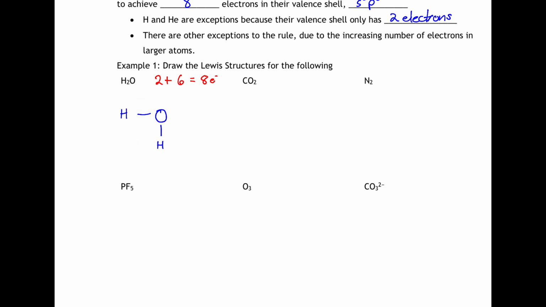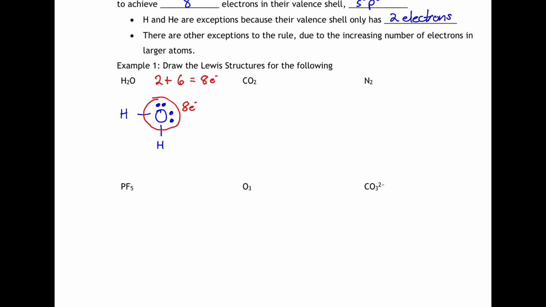Is oxygen full? No, oxygen only has 4 electrons, 2 from here, 2 from here. It wants 8. So I can put the extra 4 on here, and we put them on in pairs. We put 2 here and 2 here. I'm not going to draw all of them, but I can see that that is 8 electrons there. So there's 8 electrons around this oxygen, so it's a happy oxygen. That's why water, in this case, is a very stable molecule. The hydrogens are happy, the oxygen is happy, everything is happy here.